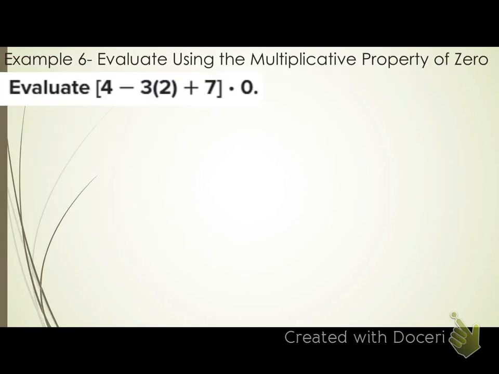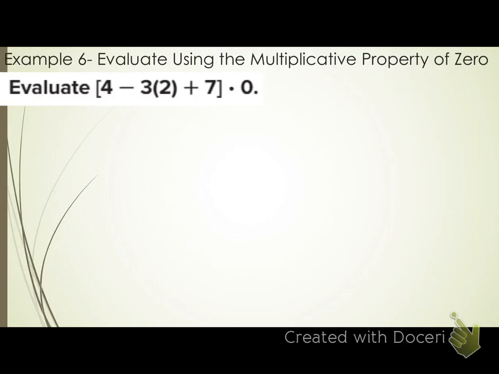This is my last example here. We've got the quantity of 4 minus 3 times 2 plus 7, times 0. The quantity of 4 minus 3 times 2 plus 7, times 0. Any ideas here? Say that again. Why do you say that? Very good. I don't really have to do a whole lot here. Okay? This is my multiplicative property of 0.